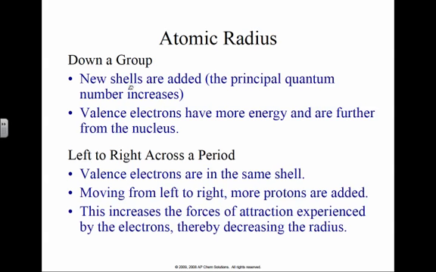Why does it increase going down a group? There's more electrons, there's new shells added, so it gets larger and larger. Why does it decrease going from left to right? Well, the valence electrons are all in the same shell still, okay, and they have the same energy. Moving from left to right, you're adding more protons. As you're adding more protons, this increases the force of attraction experienced by the electrons, thereby decreasing the radius. It has a stronger effective nuclear pull on those outer electrons.